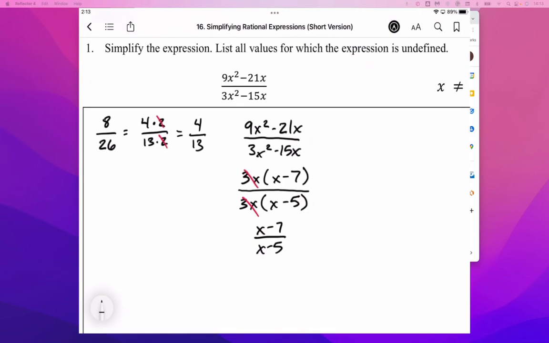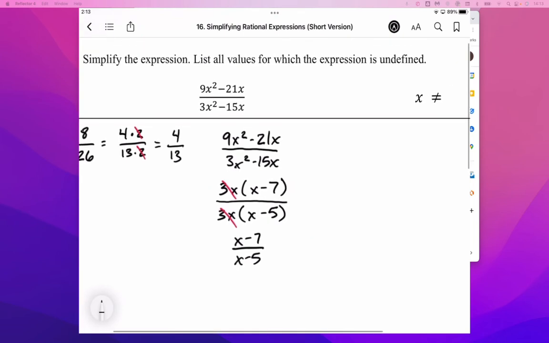And so this is how we simplify fractions that have stuff like this going on in them. We're basically going to factor the numerator as far as we can, factor the denominator as far as we can, and then see what is in common that we can divide out.